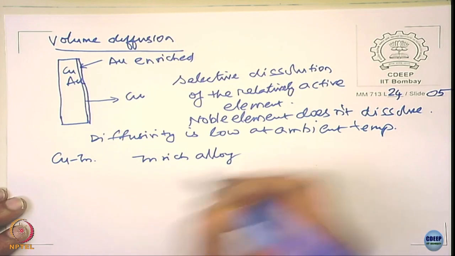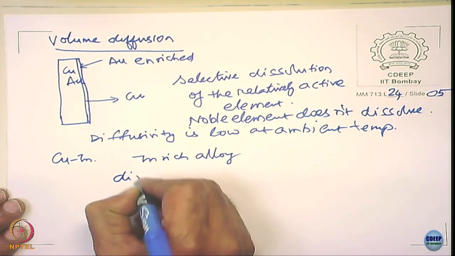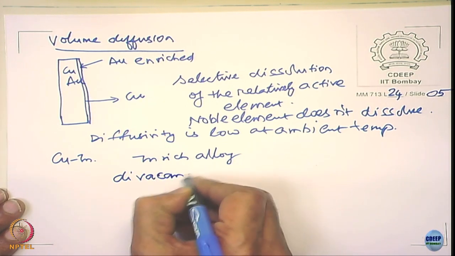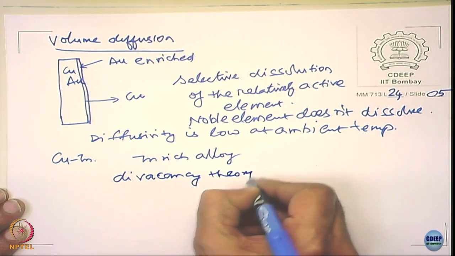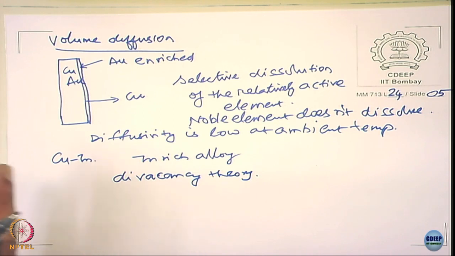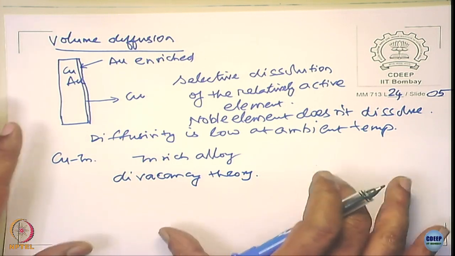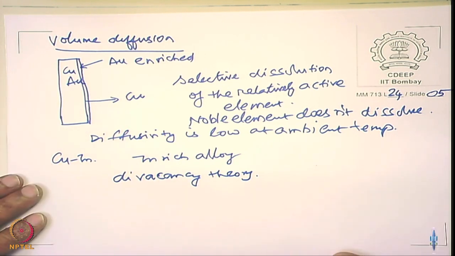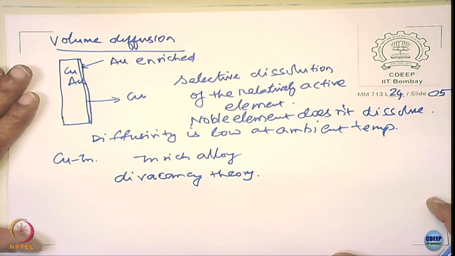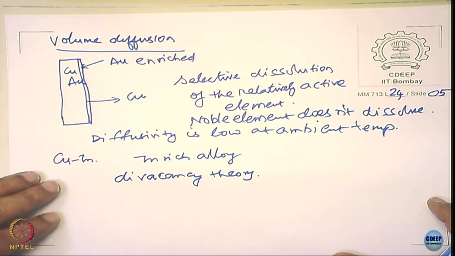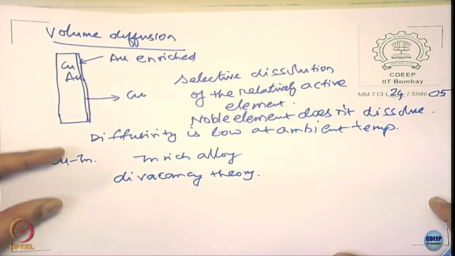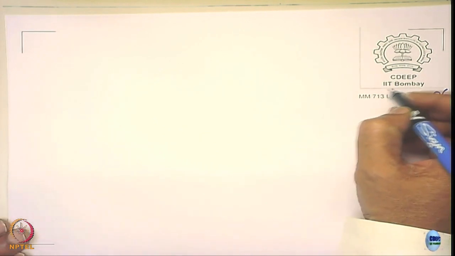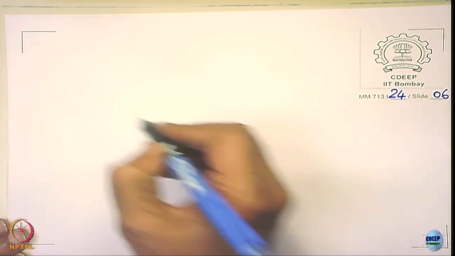But of course, they have proposed what is called the divacancy theory. They say that if you have two vacancies together, it is easy to migrate. So that's the theory that has been proposed, but it has not been well proven across various alloy systems. So the volume diffusion is considered to be more difficult, and it is not very favorable for dealloying of various metals. There is something called the surface diffusion mechanism.